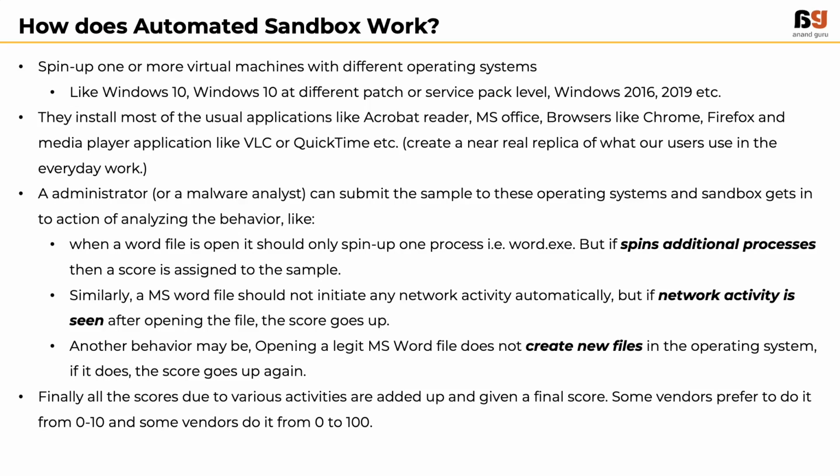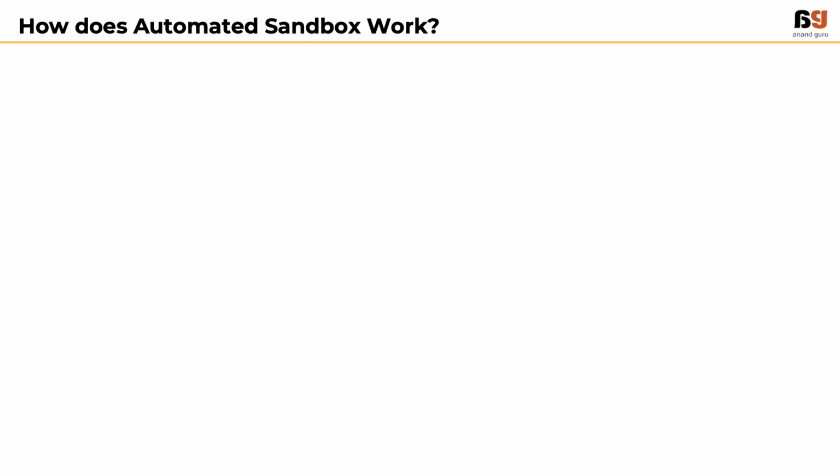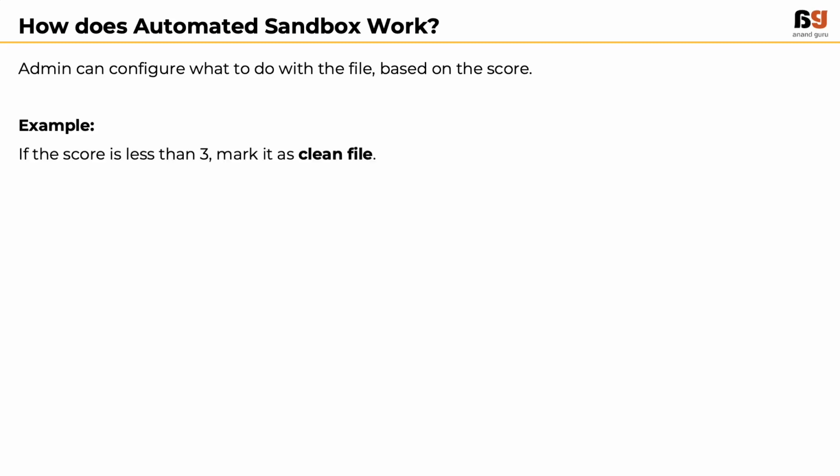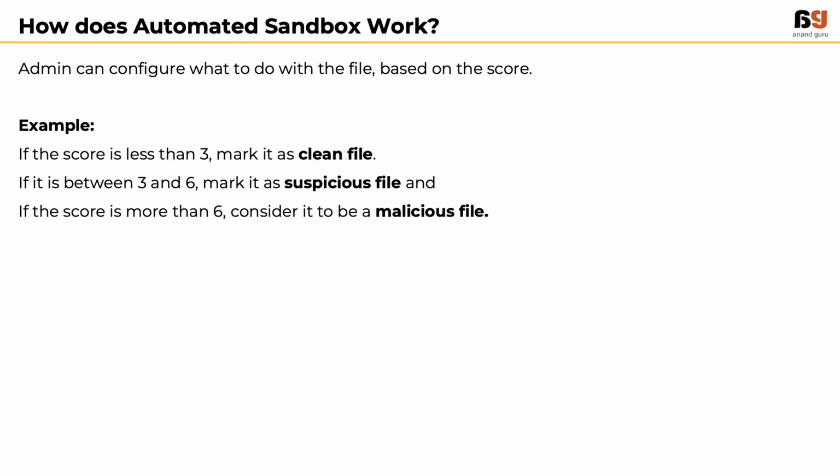Finally, all the scores due to various activities are added up and given a final score. Some vendors prefer to do it from 0 to 10 and some vendors do it from 0 to 100. Usually, the admin will have the option to configure what to do with the file based on the score. Example, if the score is less than 3, mark it as a clean file. If the score is between 3 and 6, mark it as a suspicious file. And if the score is more than 6, consider it to be a malicious file.